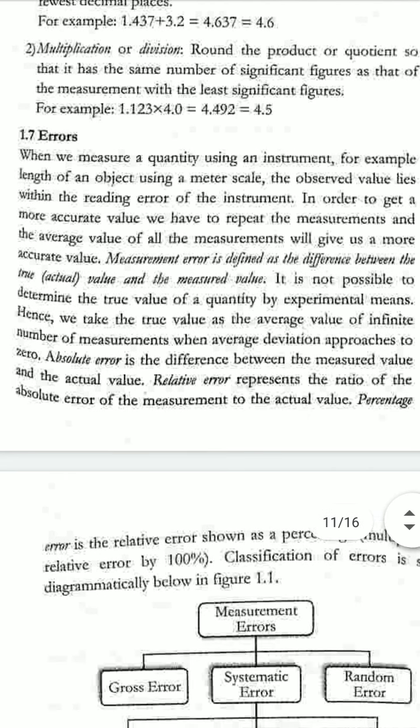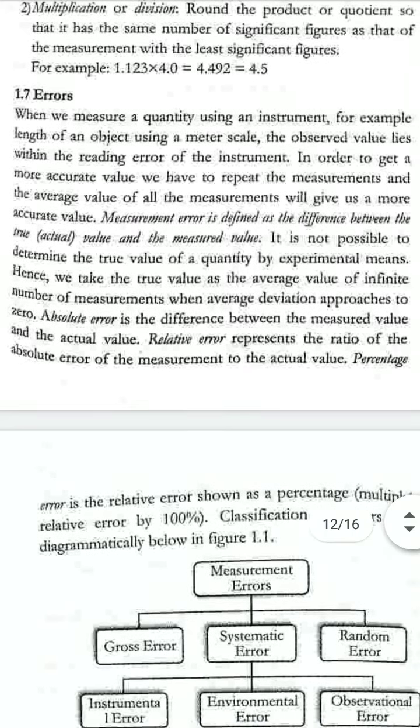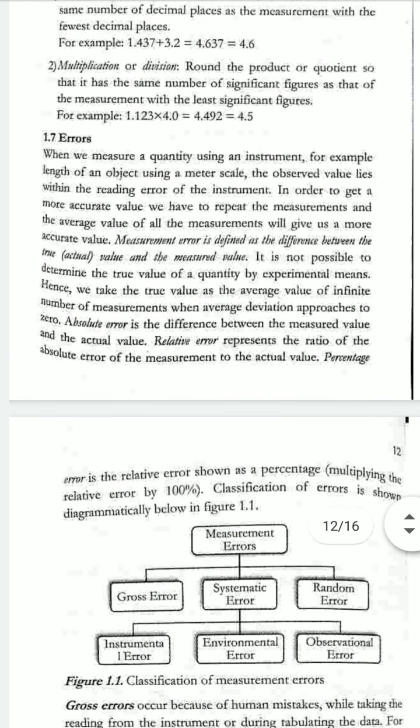Next, errors. When you have a measurement done, you might have several kinds of errors happening in that measurement. So that we call measurement error. How will you define this? Measurement error is defined as the difference between the true value and the measured value. Measured value we know. We are measuring it and we know the answer. But true value, how will you know that? True value means we cannot measure it, isn't it?